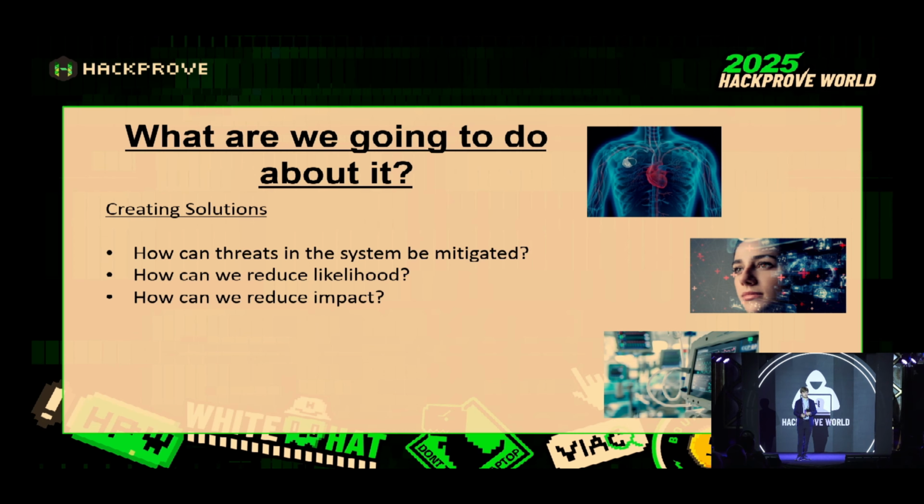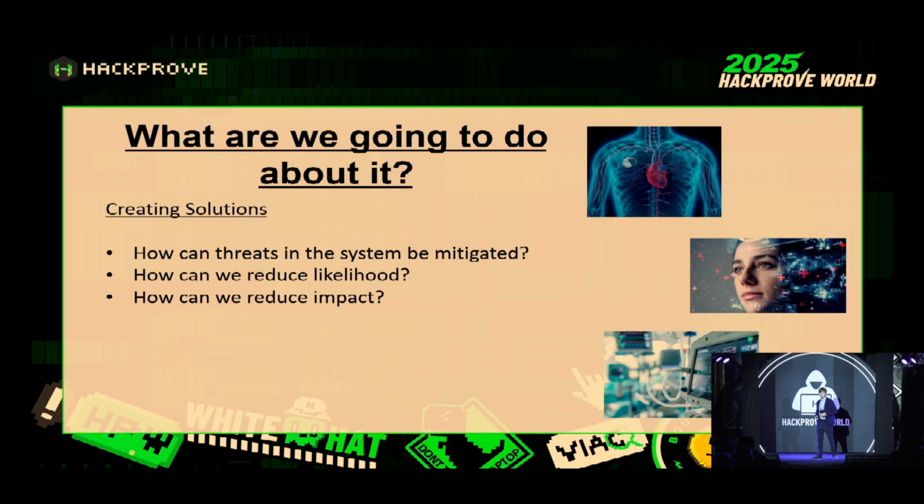Threat modeling is meant to hypothesize what can go wrong in a device. Once you have an idea of what can go wrong, you need to figure out the way to make it not go wrong. There are two main ways to do this: reducing the likelihood or reducing the impact.